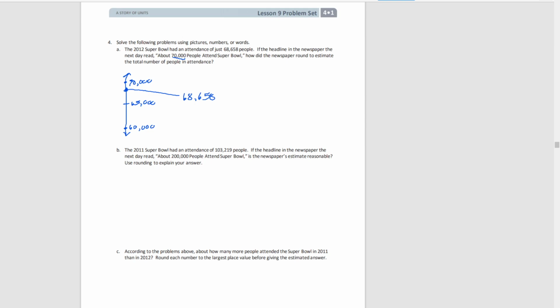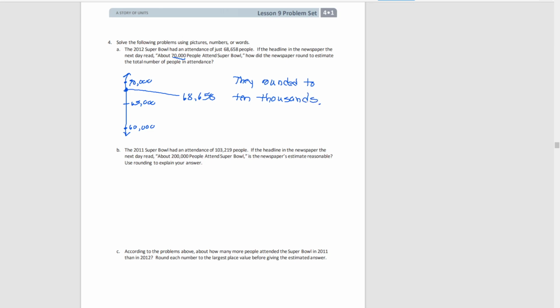So how did the newspaper round to estimate the total number of people in attendance? So they rounded to 10,000s. That's the place value they rounded to.